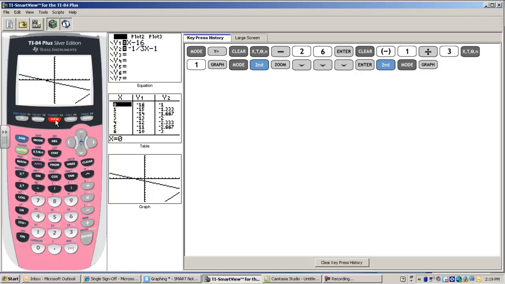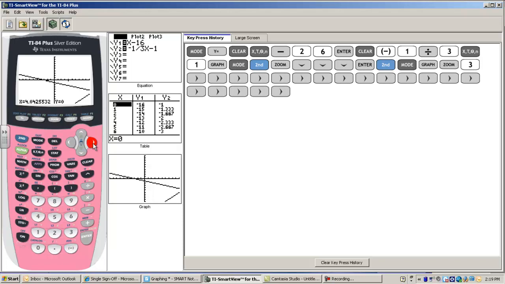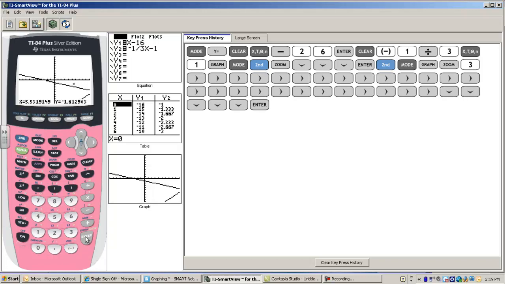So I'm going to push the zoom button, and I want to zoom out. So I'm going to hit number 3, and I'm going to move my cursor in the direction of where I want to zoom to. So it's going to be over here to the right and then down a little bit. That's probably good. And if you hit enter, it will zoom out. Now I can see where the two lines intersect. So now I can find the intersection because the calculator can see it, and so can I.